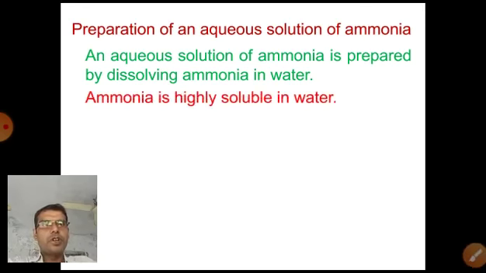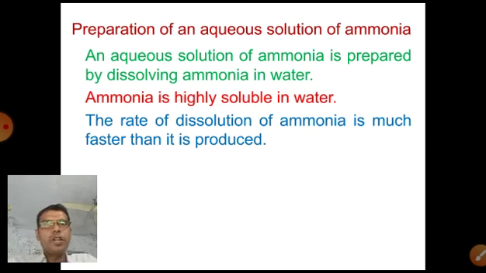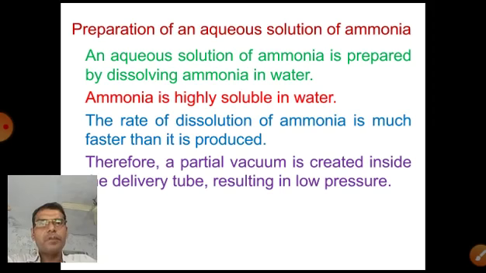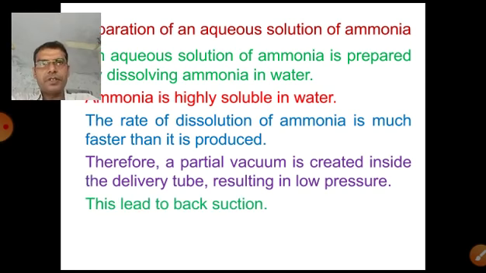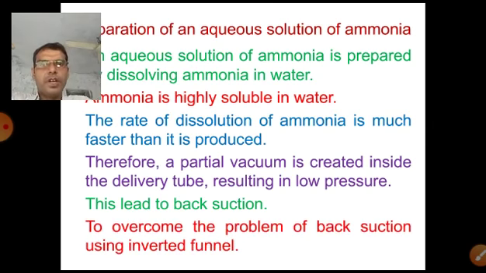Ammonia is highly soluble in water. The rate of dissolution of ammonia is much faster than it is produced. Therefore, a partial vacuum is created inside the delivery tube, resulting in low pressure in the delivery tube, and that leads to back suction. To overcome the back suction problem, we can use an inverted funnel.